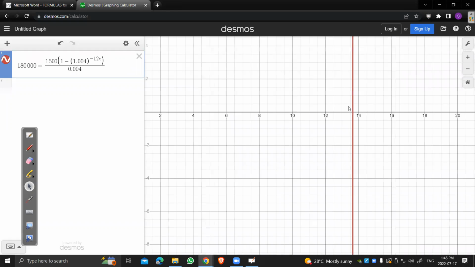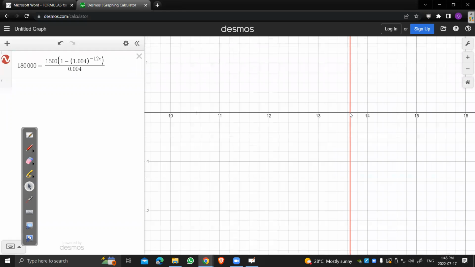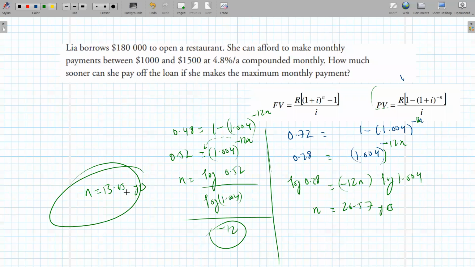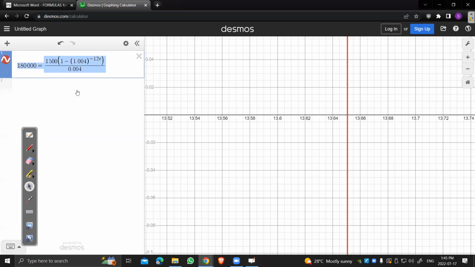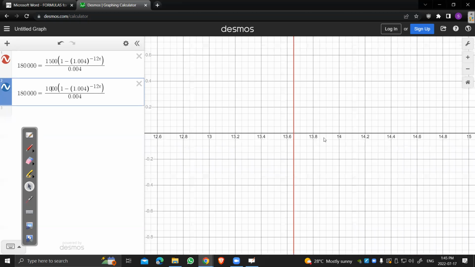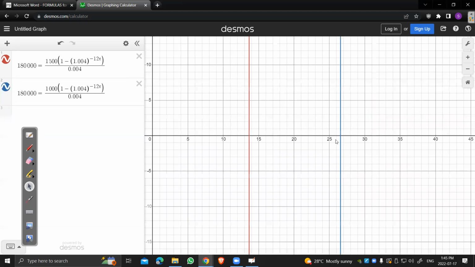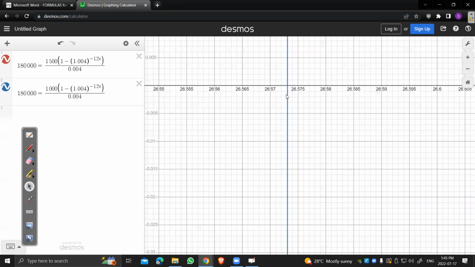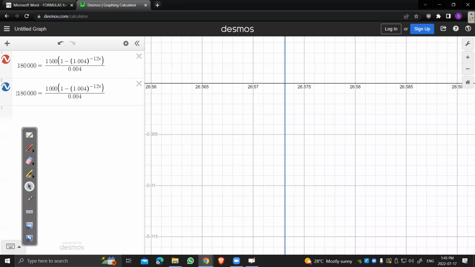And look at that, it gives you the answer right there. That's what we had as well. What is that? 13.65 approximately, right? Now, same thing you can do, but what's our new payment? Instead of 1,500, it's the minimum payment, which is 1,000. There we go, look at that. And that should give us the other answer. There we go, that's the other answer, the x-intercept here, which is what we got as well.